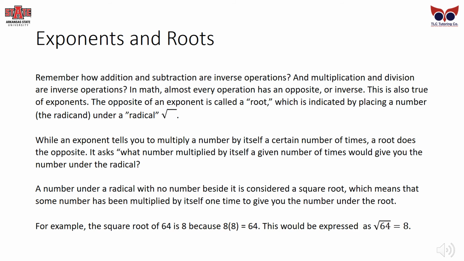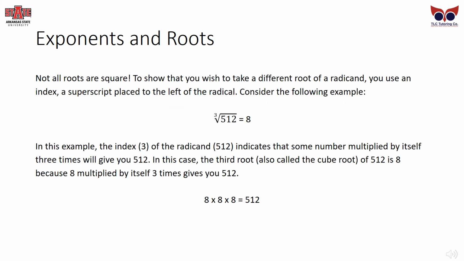That means that some number has been multiplied by itself one time to give you the number that is under the root. For example, the square root of 64 is 8, because 8 times 8 equals 64. This would be expressed as 64 under the radical, which would equal 8. Not all roots are square.